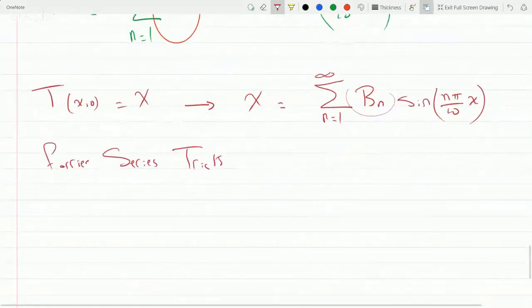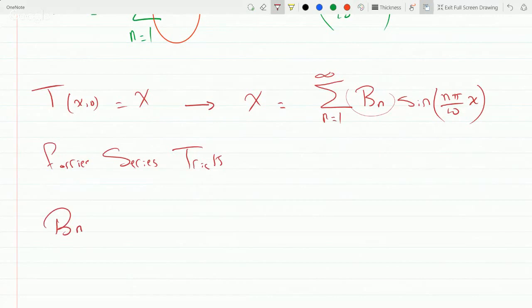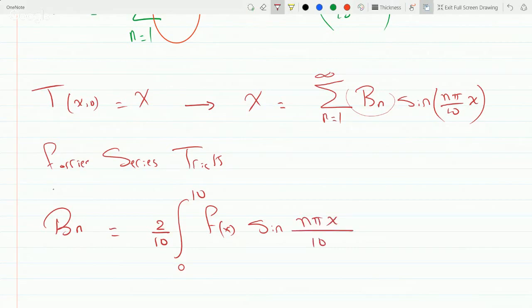You could figure this out by doing bn equals the integral of, and you can integrate this from 0 to L, and L is the width of the interval we're working with. So this would be 0 to 10. 2 over 10, if you remember, it's 2 over L, f of x, sine n pi x over L, and L is 10. Let me just put in L and then I'll plug in the numbers. So this is 0 to L, and this is 2 over L.